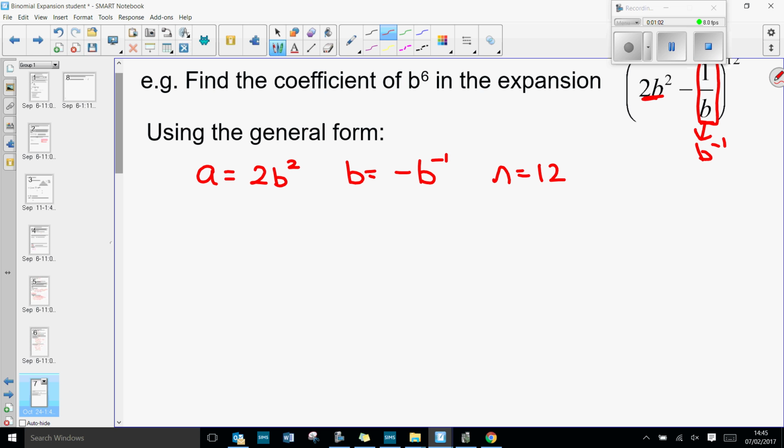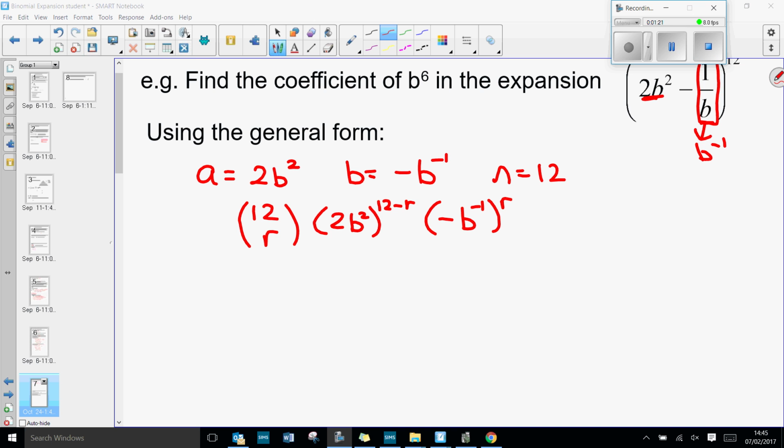So it's 12 R, 2B squared to the 12 minus R, minus B to the -1 to the power R. Alright, now, this is where it's a little bit different, and we've got B here and also here. So we need to, rather than just look at either 12 minus R or the R to determine the value of R, we need to look at both of them.